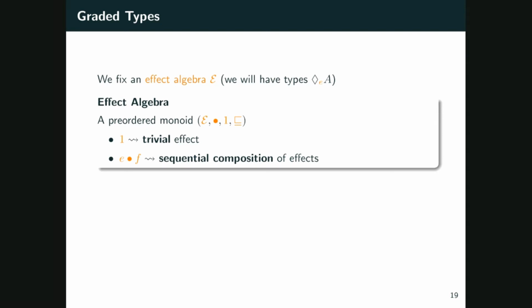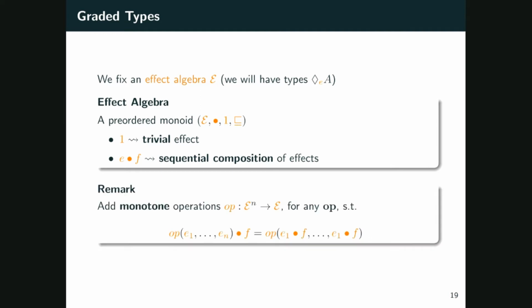So how do we define graded types? Well, first of all, we need to fix what is called the effect algebra, which is just the algebra whose elements are the effects that can be produced. And this algebra must be a preordered monoid, where the monoid structure tells us that we have a trivial effect and that we have sequential composition of effects, whereas the preorder is not really necessary, but is something you might want to have for performing subtyping. And let me also remark that I assume to have operations on this effect algebra that reflect the operations that we have in the syntax of the calculus, so operations that act as effect producers.